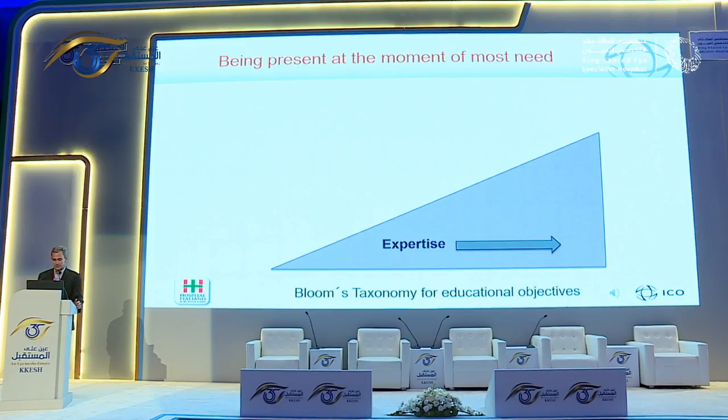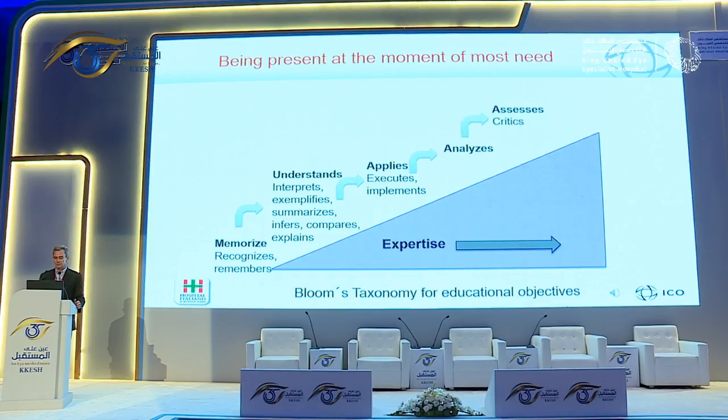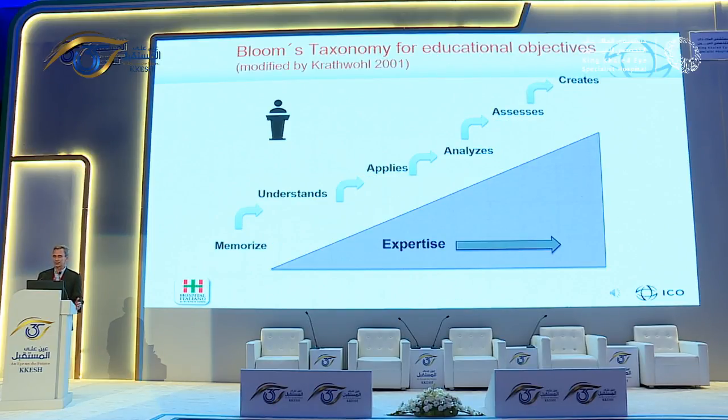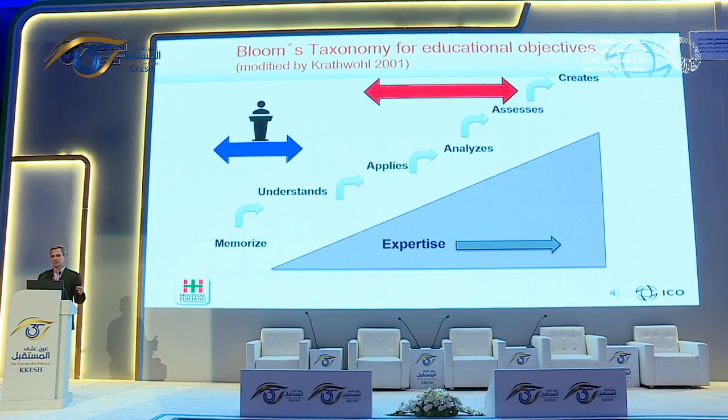Why is this? If you look at Bloom's taxonomy for educational objectives, you will see that as the level of the objective goes up, the expertise you need to reach these objectives is greater. And what are we usually doing? We are being with our residents at the lower level when they need to get the lower-level objectives, memorizing and understanding. And we leave them alone when they need to apply and analyze what they've learned. So the idea under the flipped classroom is that we, as teachers, move ourselves from the easier part, the one they can do alone, to the part where they will need us most.